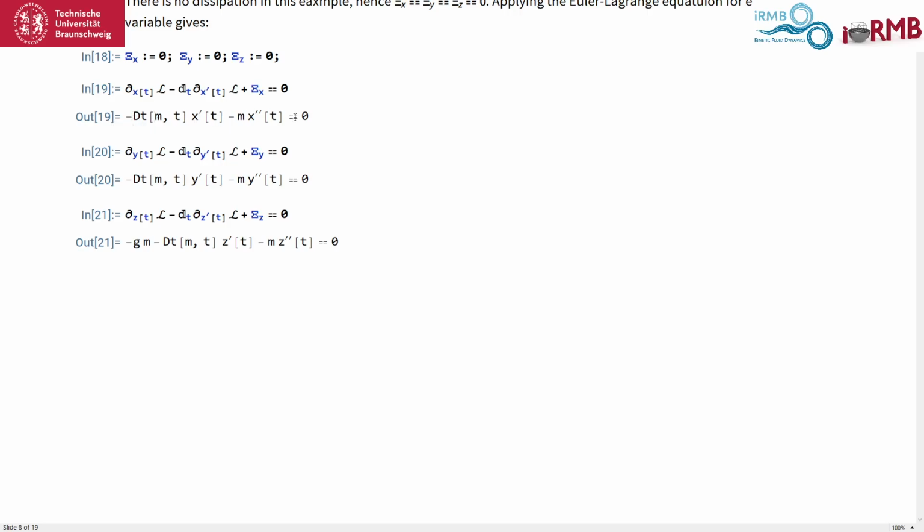So what we end up with for x is this equation: the time derivative of m times x dot, minus m times the acceleration of x, in the x coordinate is 0. Same thing for y. And the same thing for z, but in z we also have minus gm. So, and then we have this ominous dt.